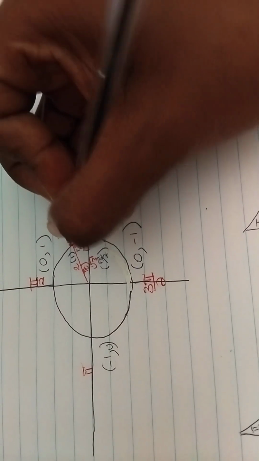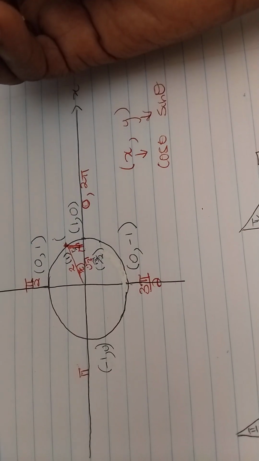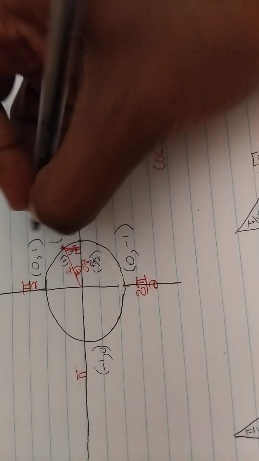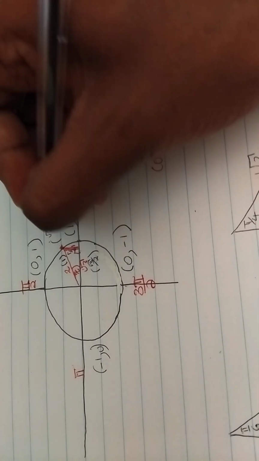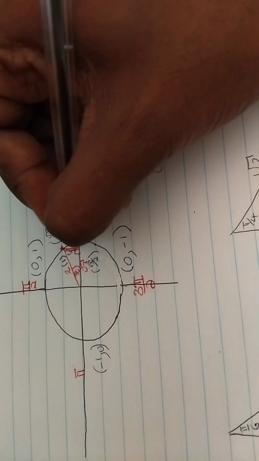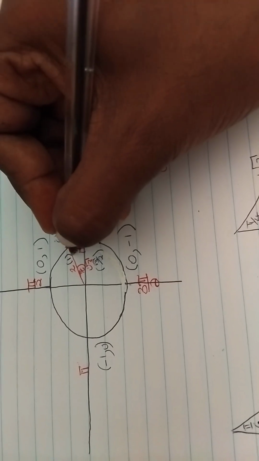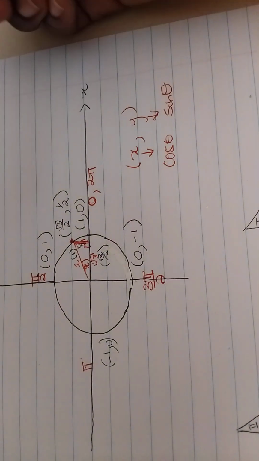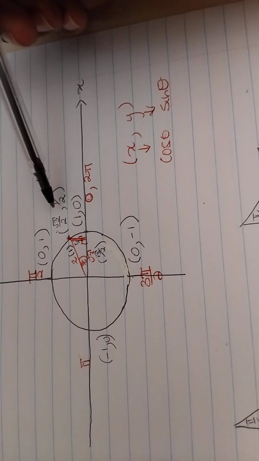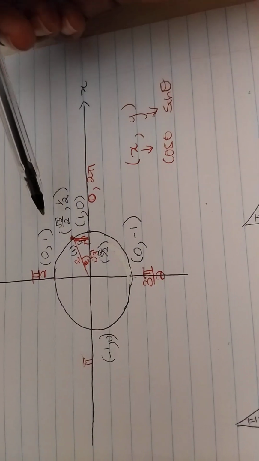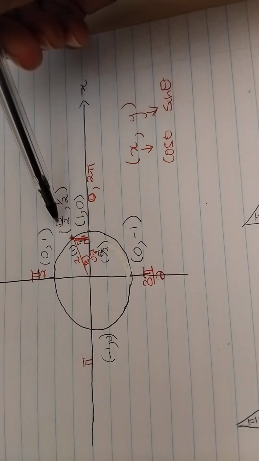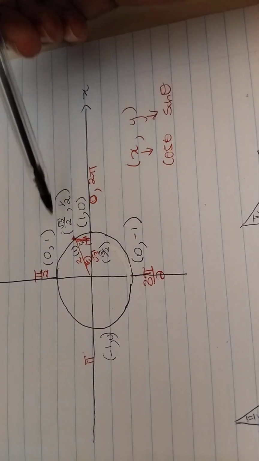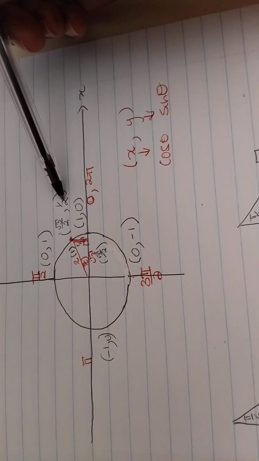Okay, now what are the coordinates here? The x value is square root 3 over 2. The y value is half. So what does this tell you? This tells you that the cosine of pi over 6 is square root 3 over 2, and the sine of pi over 6 is 1 over 2.